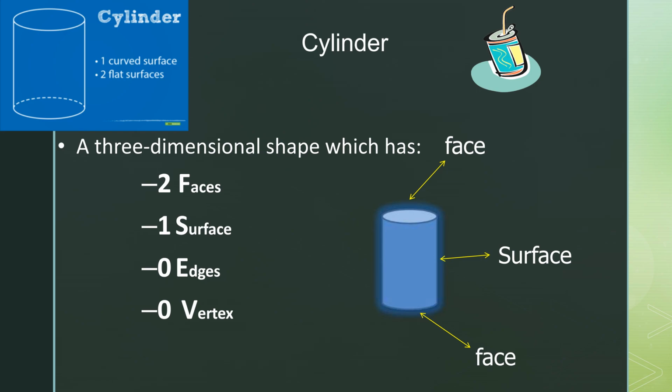Now let's talk about cylinder. A 3-dimensional shape which has 2 faces. Remember, the part of a 3D shape that is flat is called the face. So for a cylinder, we have 2 faces. We have one surface. The curved part of the 3D shape is the surface. We have one surface, 0 edges, 0 vertex. So this is a cylinder.